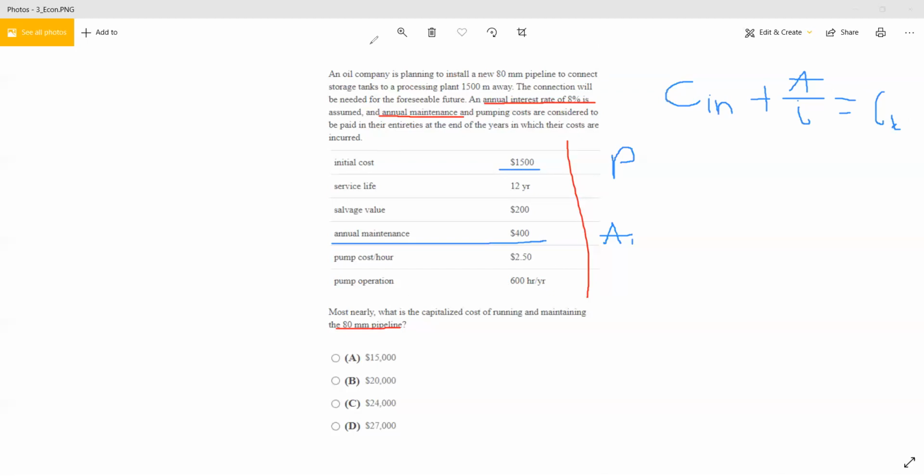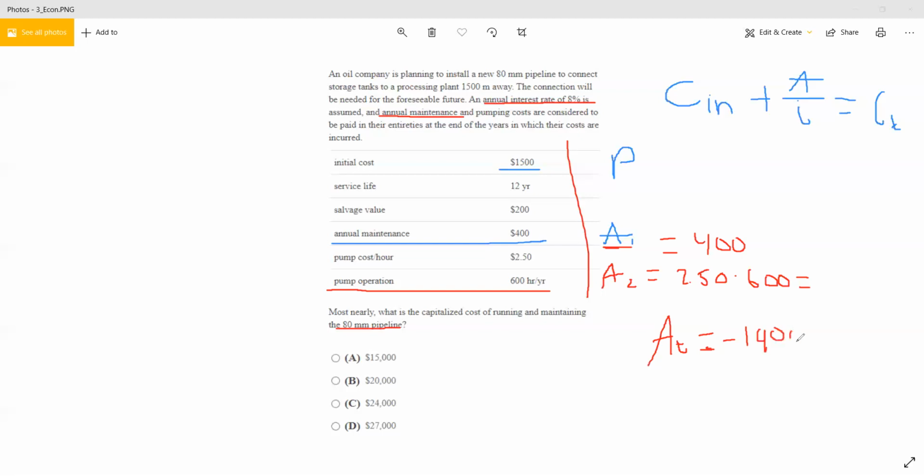We have to pay attention here. This is not the only annual cost. We also have a pump operation, which we have to do some math to get. So we're going to call that A2. It's going to be 2.5 times 600, right? This one is going to be 400. So A total is actually going to be, let's keep signs consistent, minus 1900 cost. I could just make it both negative here.